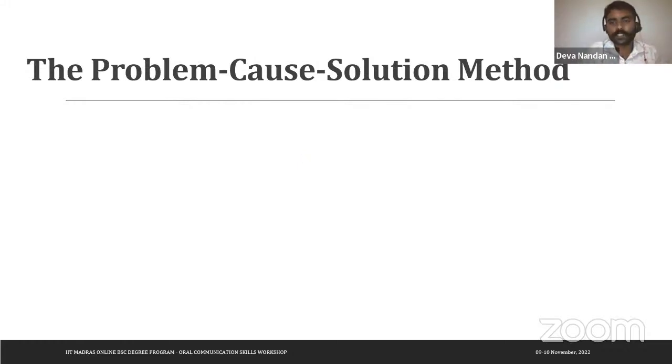This method, I think all of you, I don't know which levels you would be at. I think some of you would be working, some of you would be still in college, but all of you would be familiar with this very basic way of approaching a presentation, or any aspect in life, or this basic way of looking at science as a whole.